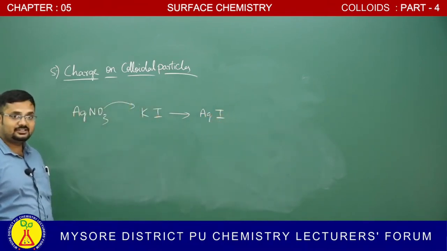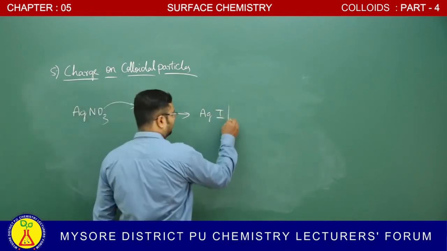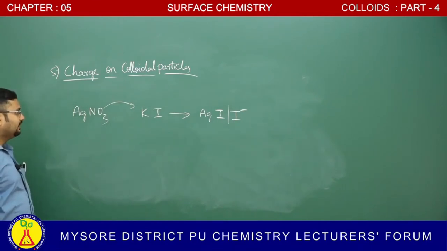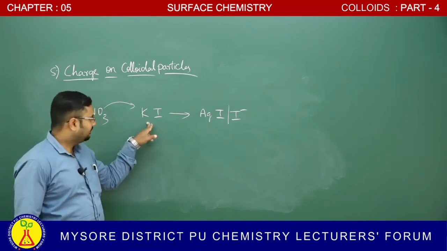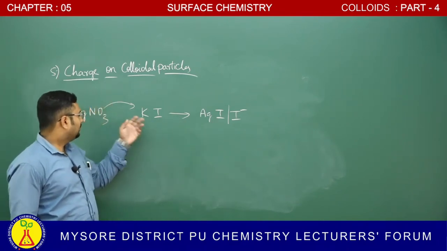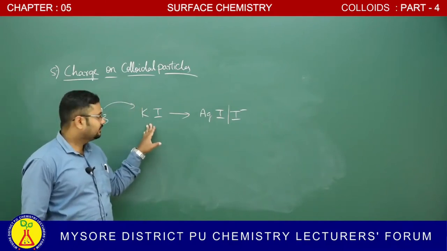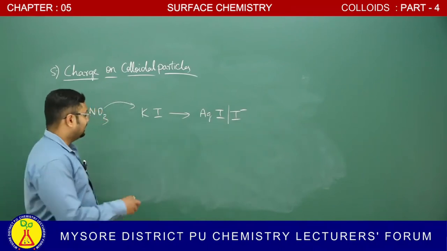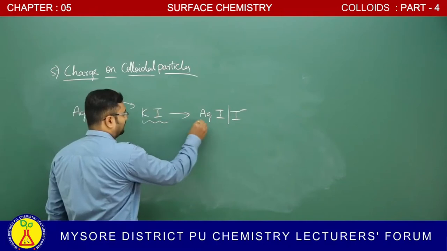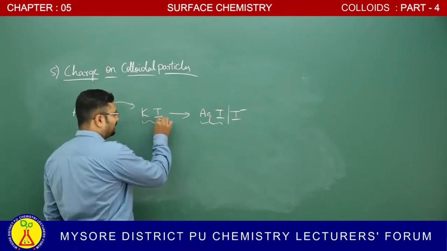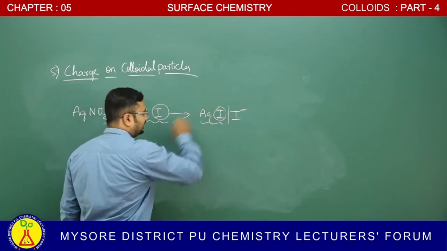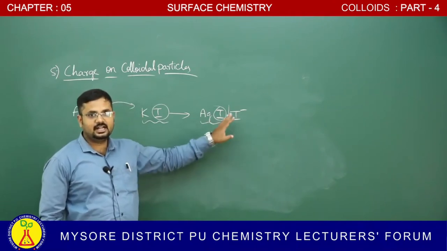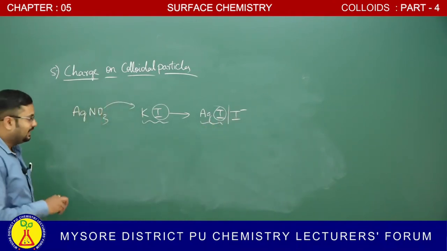Okay. When I say the sol carries some charge, here the charge carried will be I minus. Why, sir, I minus? Now look at what is adsorbed: potassium iodide is there, AgI is there. So AgNO3 is dropped into potassium iodide, and you got AgI. It carries I minus charge. Here you have to adsorb from the dispersion medium, where the sol is present. It is potassium iodide and AgI. What is the common ion present? I. Therefore it adsorbs I minus. So here I minus is adsorbed. Now I will interchange.